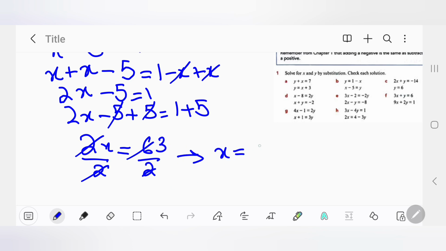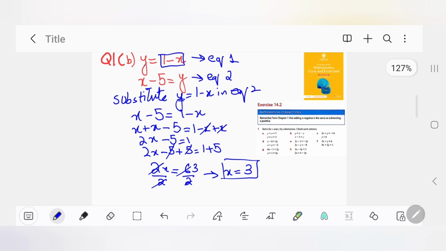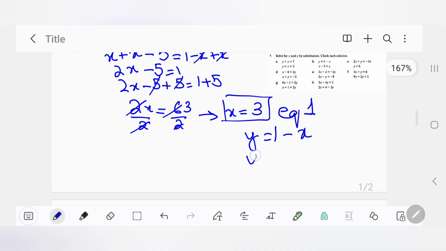Now to find out the value of y, again I will resubstitute this value of 3 in either of the equations, and the best is equation number 1, y equals 1 minus x. I will take it, and in place of x I will put 3, and you can see I got my second solution, which is 1 minus 3 equals negative 2.